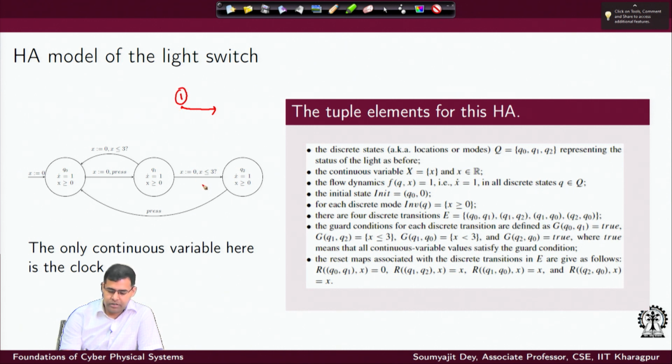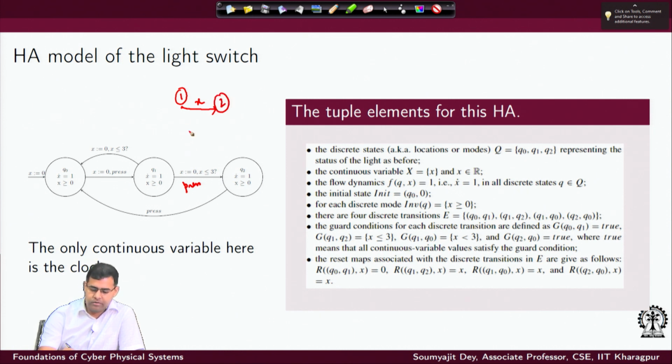So when the next press event happens, we will just check what is the value of x, this time variable x, starting from the time when the first press event happened. This is the second press event. This is the first press event, this is the second press event.